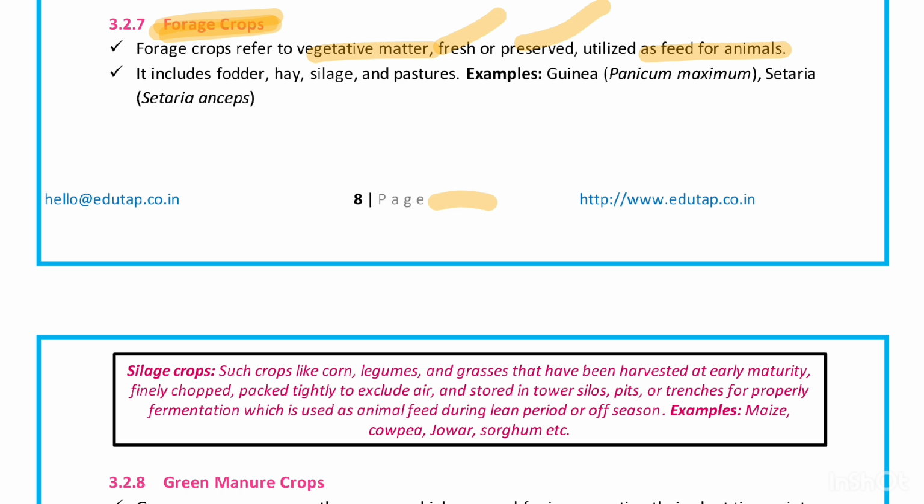Okay, you have learned from here that this vegetative matter can be preserved in forms that can be used later on during the off season, when these forage crops are not in the field, and they are utilized as feed for animals. Students, it includes fodder, hay, silage and pasture. What is the meaning of this? Later we will discuss, but for now, just have this clear idea that a few crops are solely grown for fodder or forage purposes, meaning for feeding animals. Examples are Panicum maximum and Setaria. These are all examples of forage crops.